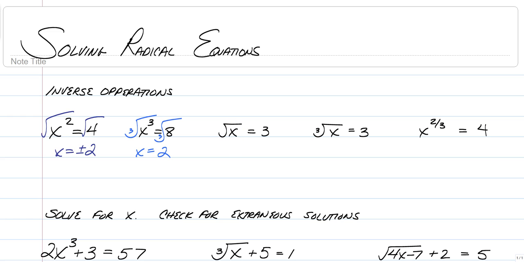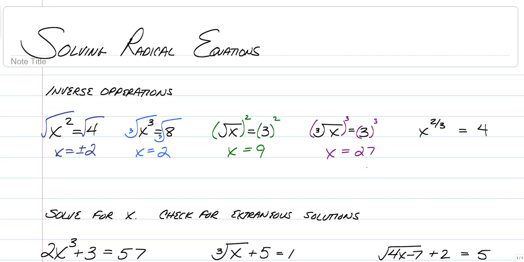To get rid of a square root of x, you just have to square both sides. So that's going to leave you with x is equal to 9. Same thing with cube roots. You just have to cube both sides, and that would give you x is equal to 27.